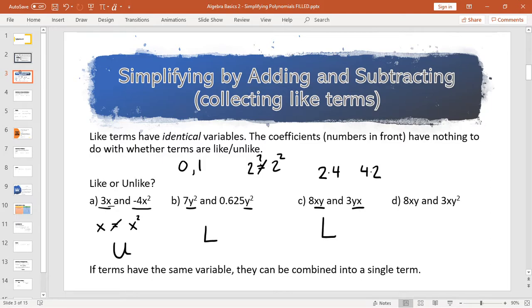And for the last one, I'm comparing xy and xy squared. So the x's are the same, but y is not the same as y squared. So these are unlike terms, and you cannot combine them. So remember that. That is a hard rule.